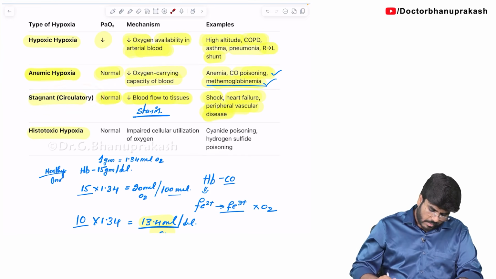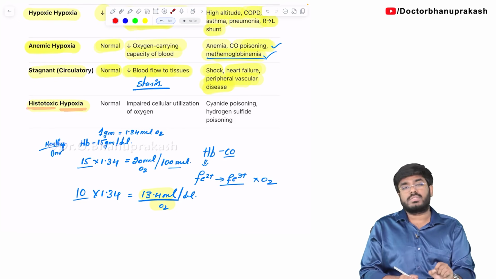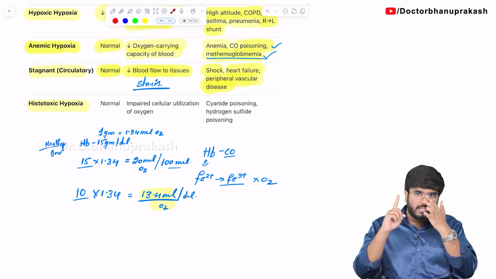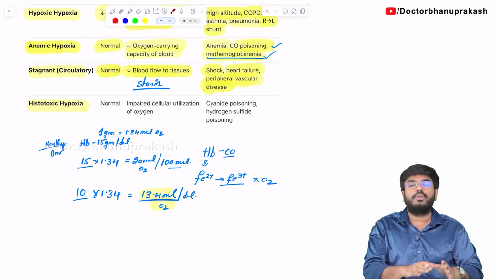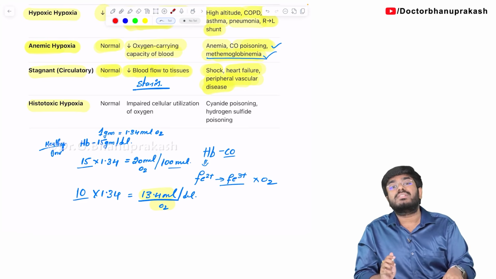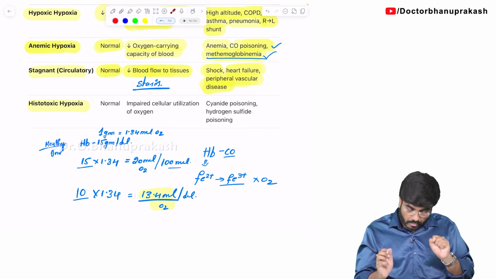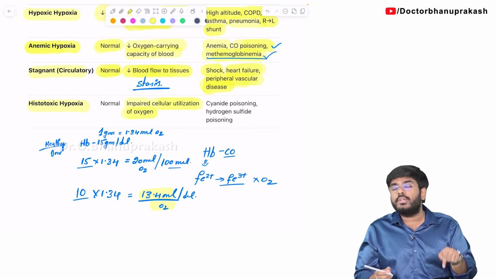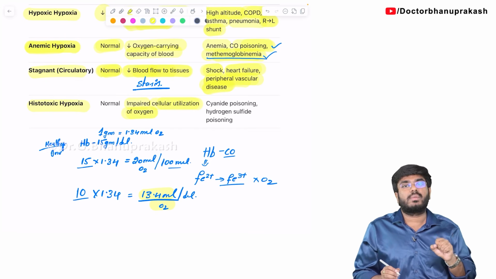Next, what about histotoxic hypoxia? See, in histotoxic, the name itself says the person is having hypoxia because of some problem in the histo, meaning tissues. There is some toxin in the tissue. Outside oxygen is there, hemoglobin is okay, the heart is okay, blood is properly going to the tissues, oxygen is properly going to the tissues, but still the tissues are hypoxic because they are not able to use the oxygen. So, impaired cellular utilization of the oxygen. Oxygen is entering into the cells, but the mitochondria is not able to use that oxygen for the production of ATP.